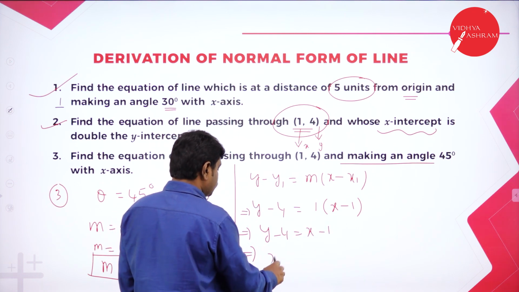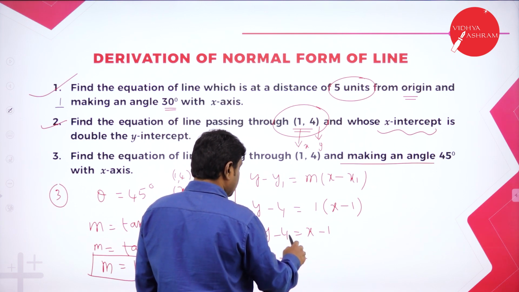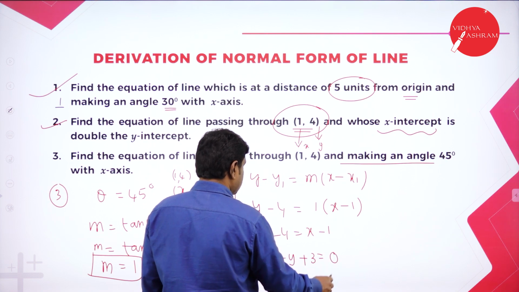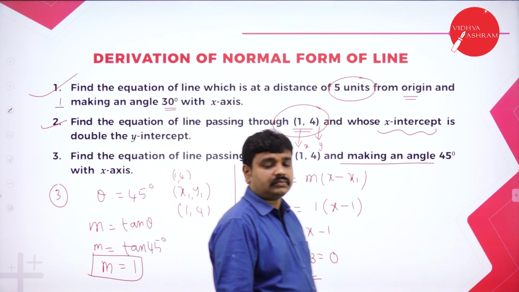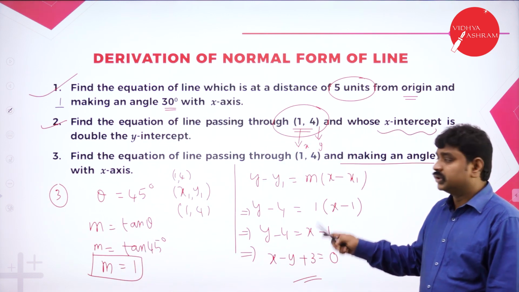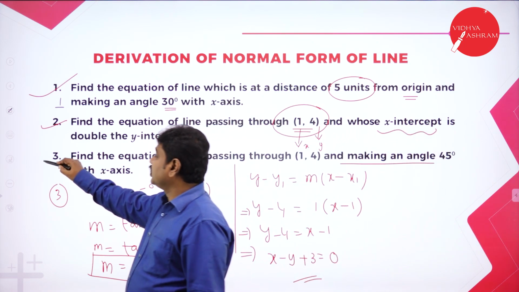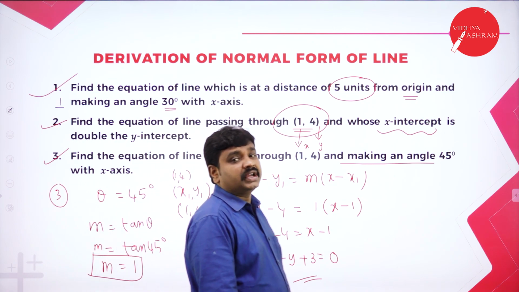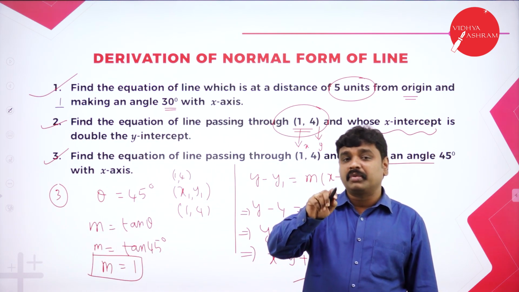Rearrange, transfer all terms. So x minus y minus 4 becomes plus 4. 4 minus 1 is plus 3. This is the answer. I hope all of you got this. So by now we have completed 3 different types of problems, and I also taught you what is normal form, how to derive equation of line in the form of normal.